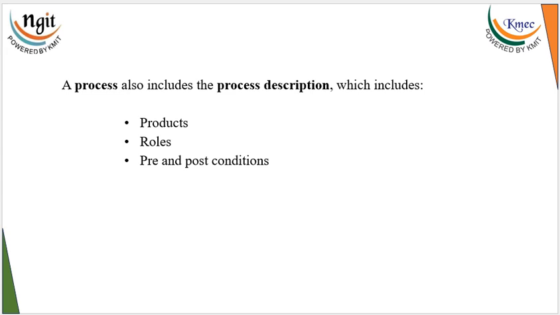Next, roles. Roles indicate the people involved in the software process, and the responsibilities defined for these people are your roles. General examples are manager, programmer, etc. Third, pre and post conditions. These conditions must be defined before and after the process description starts. Pre-conditions and post-conditions must be true before and after your process definition.